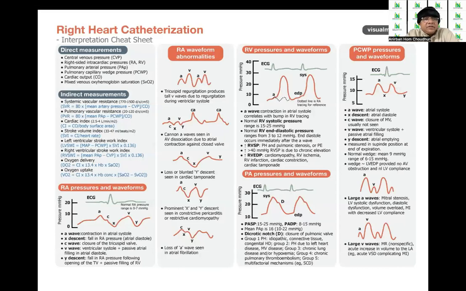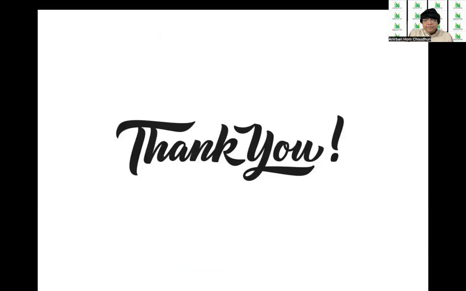So right heart catheterization can be interpreted, and this is a very good one-page diagram. It looks crowded, but if you watch it, you can clearly see what are the direct measurements, what are the indirect measurements, the RA pressures and waveforms and the abnormalities, RV pressures and waveforms and the abnormalities, in understanding the passage of a catheter into the pulmonary artery.